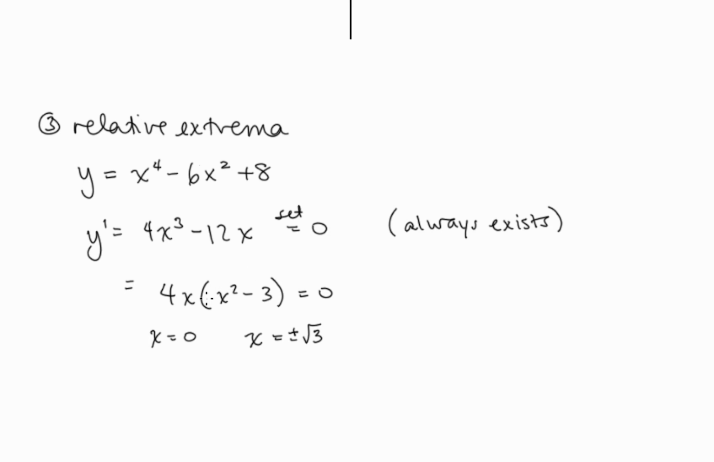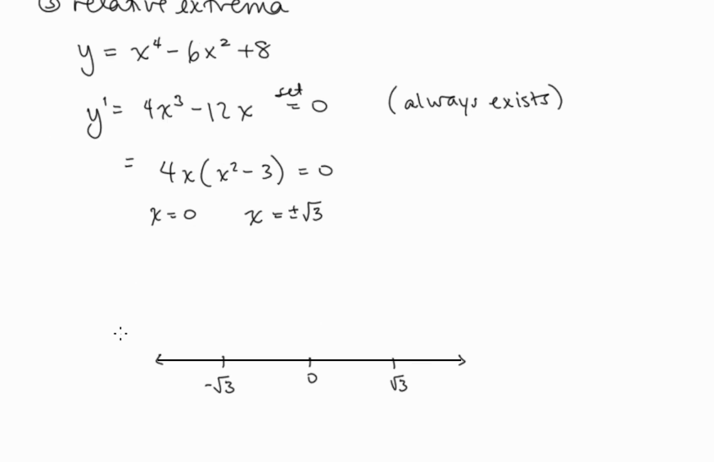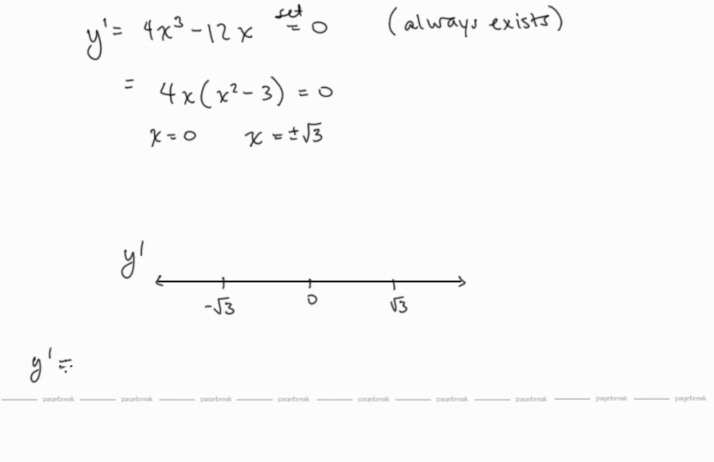We factor out a 4x, and the remaining factor is x squared minus 3. And so we set 4x equal to 0 and x squared minus 3 equal to 0, and we get x equals 0, or x equals positive or negative radical 3. Now, to find intervals of increase and decrease and any relative extrema, we have to put these numbers on a number line and find the sign of y prime on the intervals. I like to use the factored version of y prime for these evaluations. So y prime is equal to 4x times (x squared minus 3).